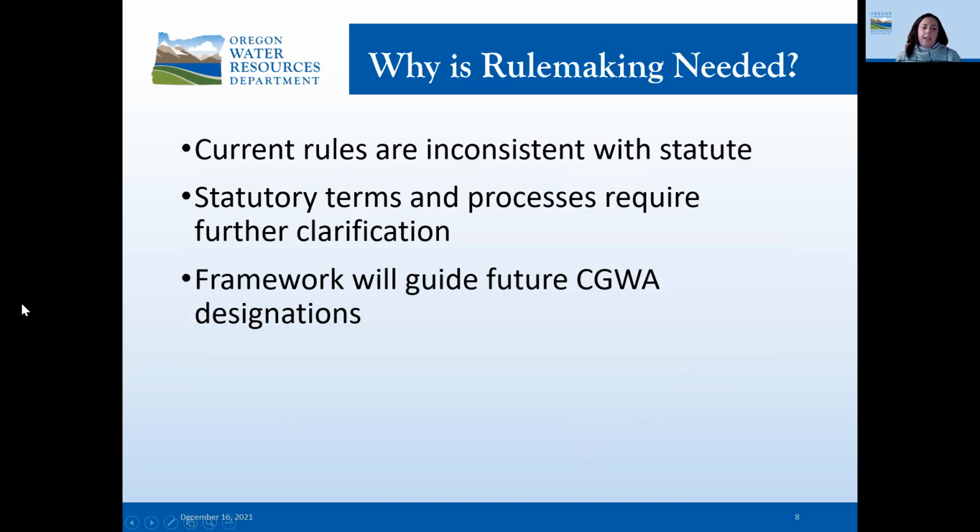So why is this rulemaking needed? The existing Division 10 rules reflect those prior statutory processes, and they do not conform with current law. So it's necessary for the department to update these rules to ensure they conform with the statutory process for designating a critical groundwater area. These proposed rules will also clarify statutory terms and processes and establish a framework to guide future basin or subbasin specific critical groundwater areas.